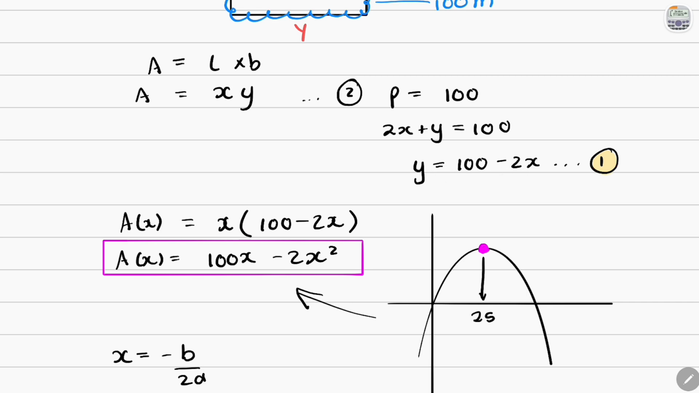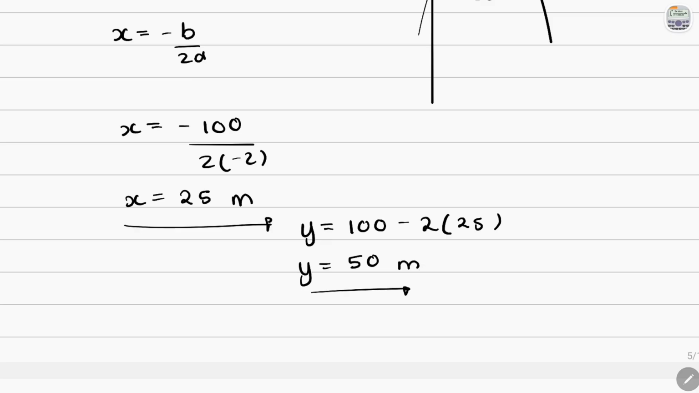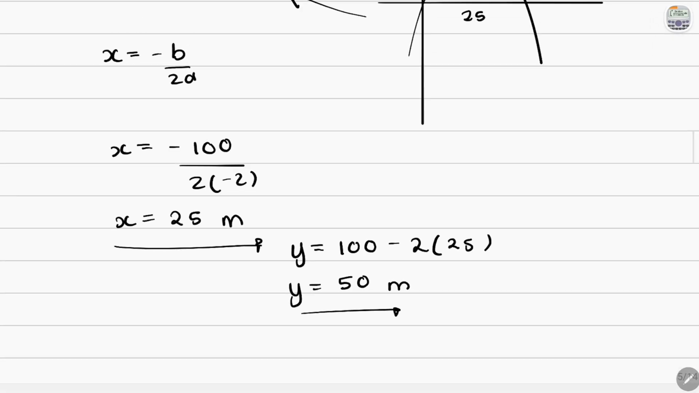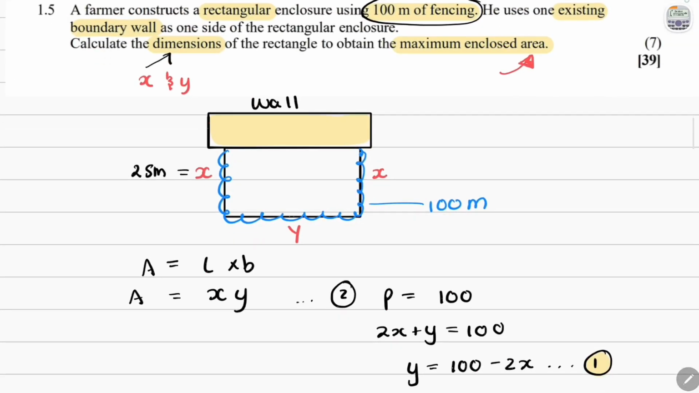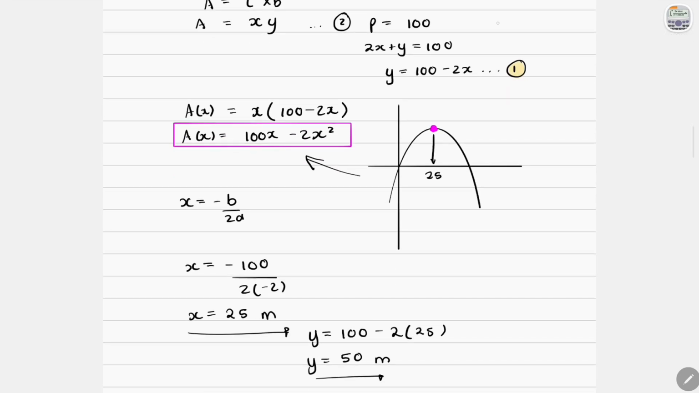So y equals 100 minus 2x, and so we'll just say y is equal to 100 minus 2, and then x is 25, and let's find this. 25 times 2 is 50, so this is 100 minus 50, which is 50. So x equals 25 meters and y equals 50 meters. These are our values. The length is 50 meters. The breadth is 25 meters of this enclosure. And that is it for question 1.